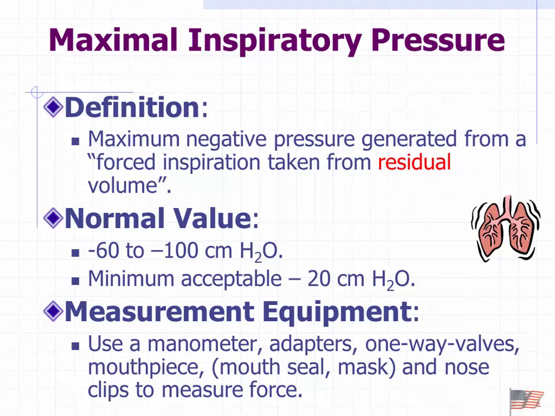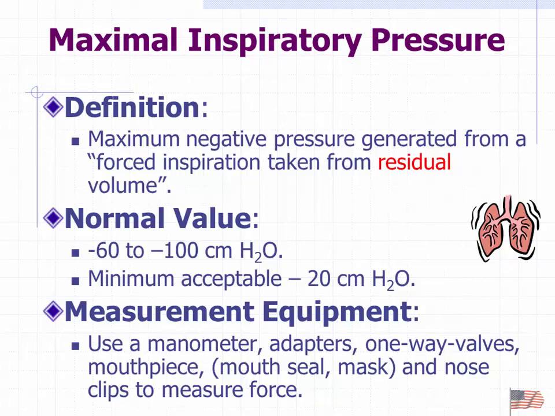The first thing we want to do is have the patient fully exhale down to residual volume. Then we're going to attach the manometer and they're going to do an inspiratory effort. They won't get any air when they're doing it, but we can see how much force they can generate. The normal value is -60 to -100. What we're looking for is a minimum of -20. If they can't generate at least -20, they probably can't generate enough force to do a good cough.